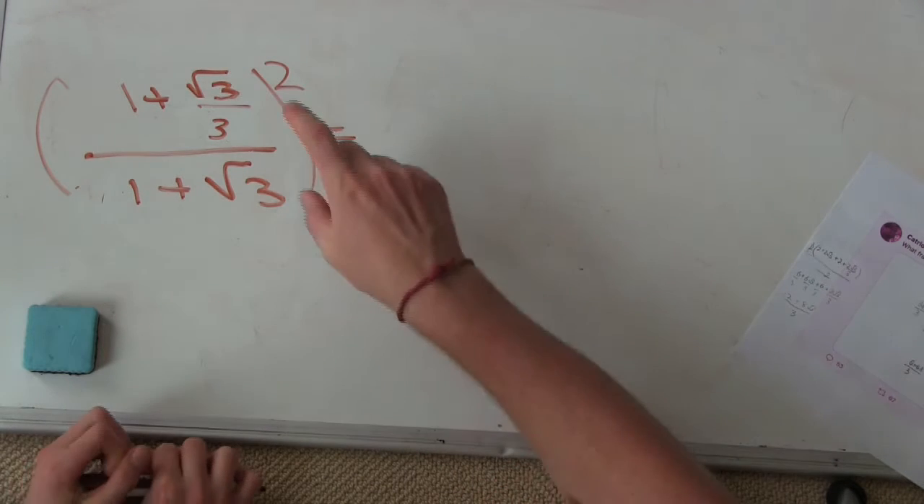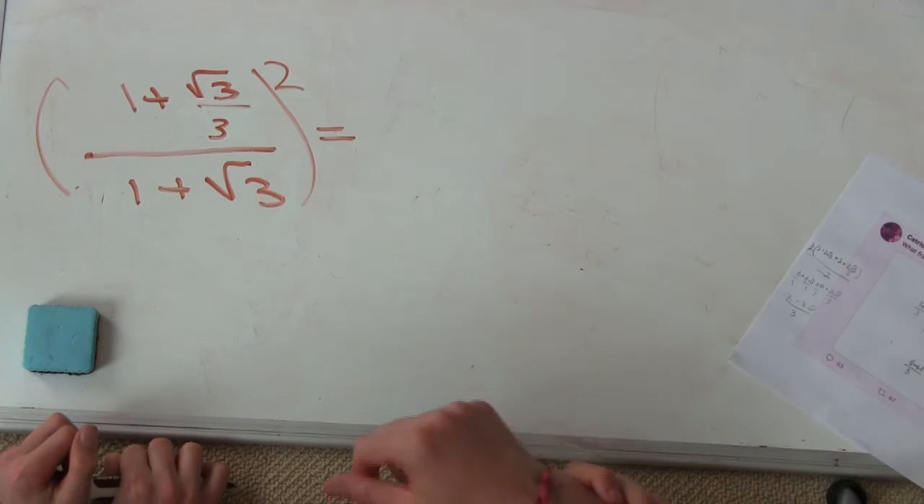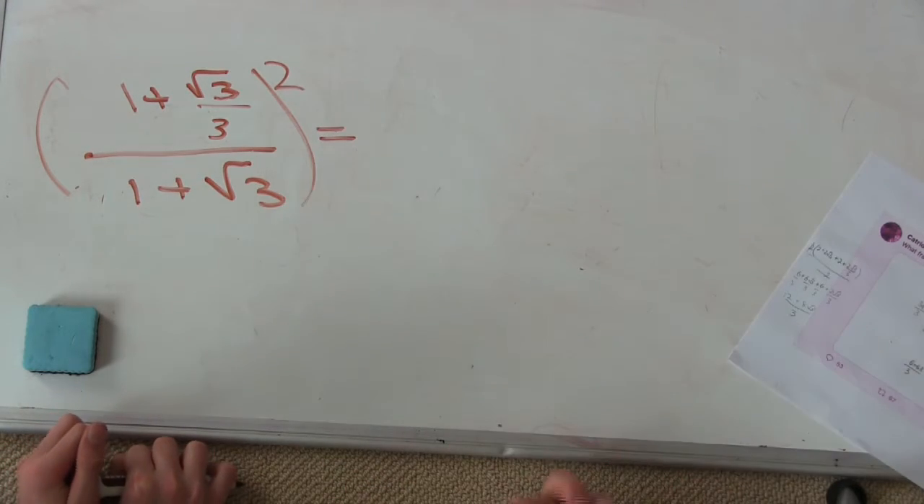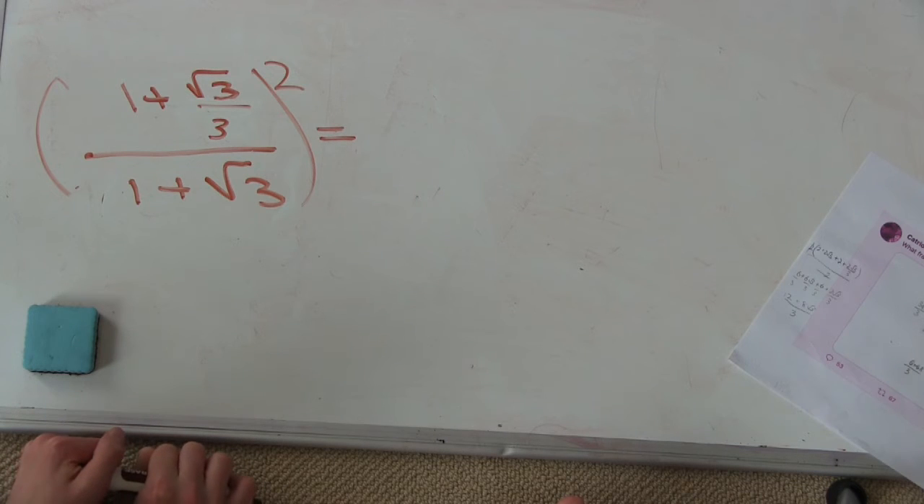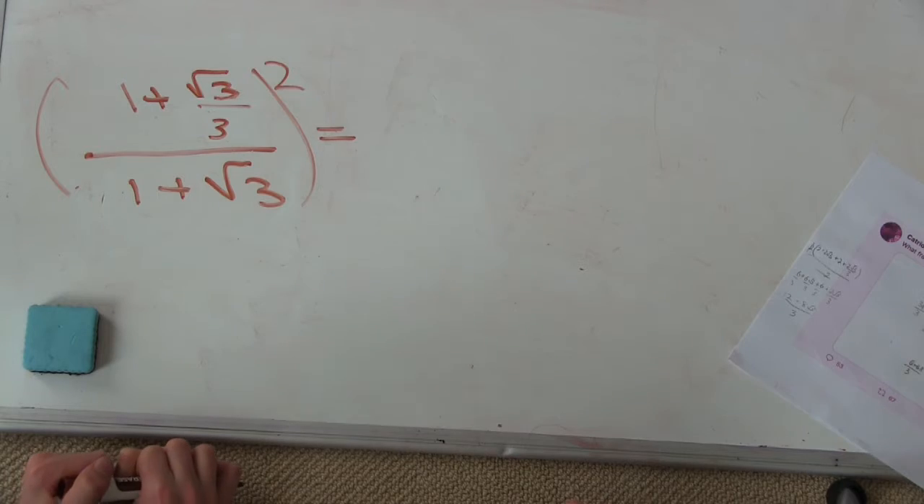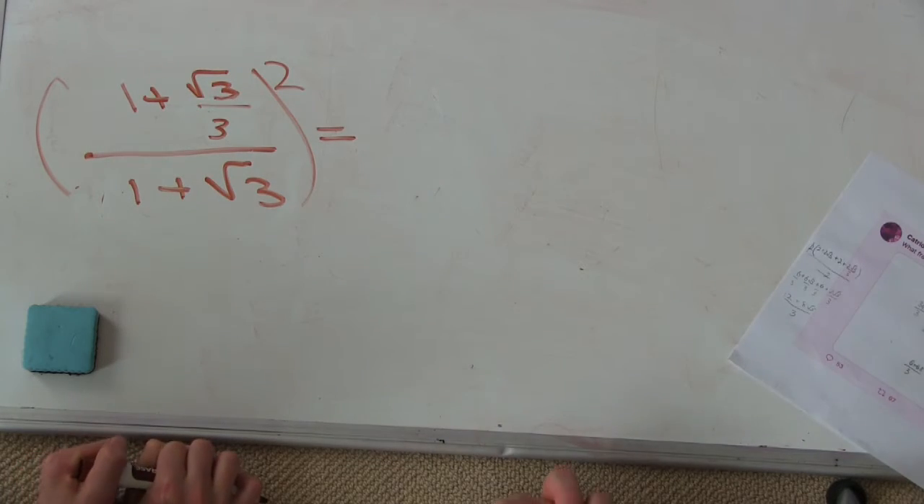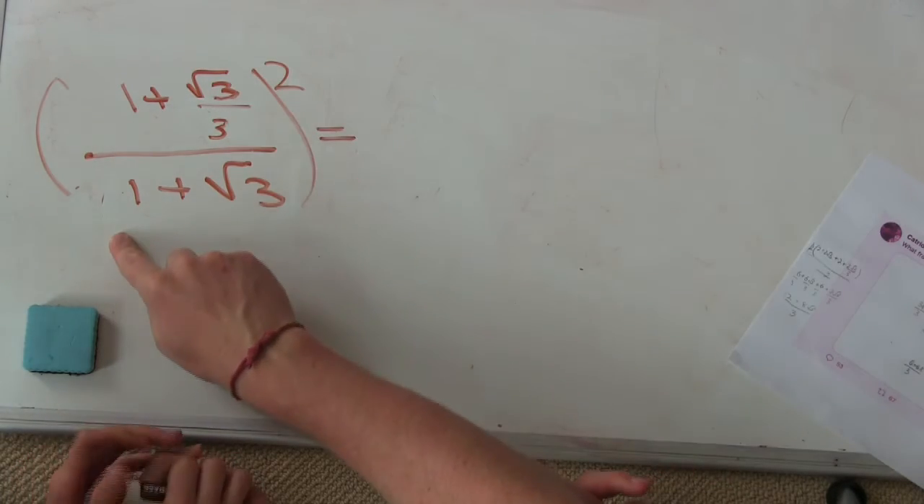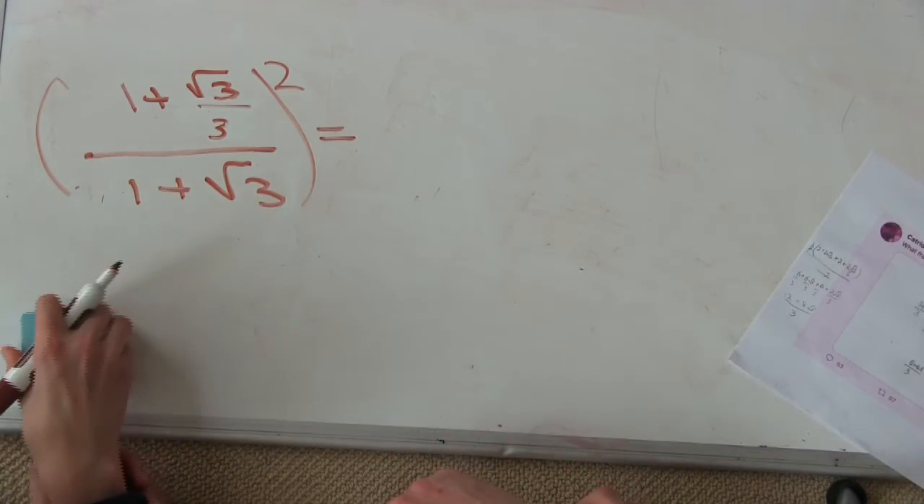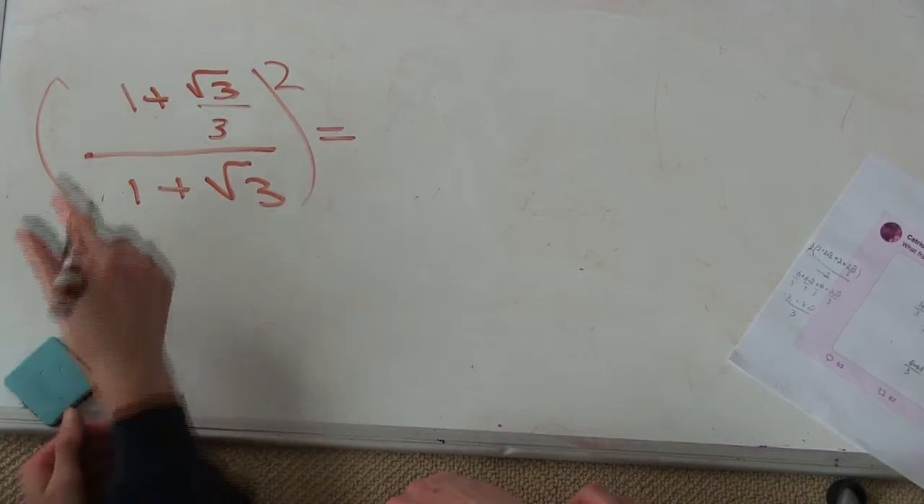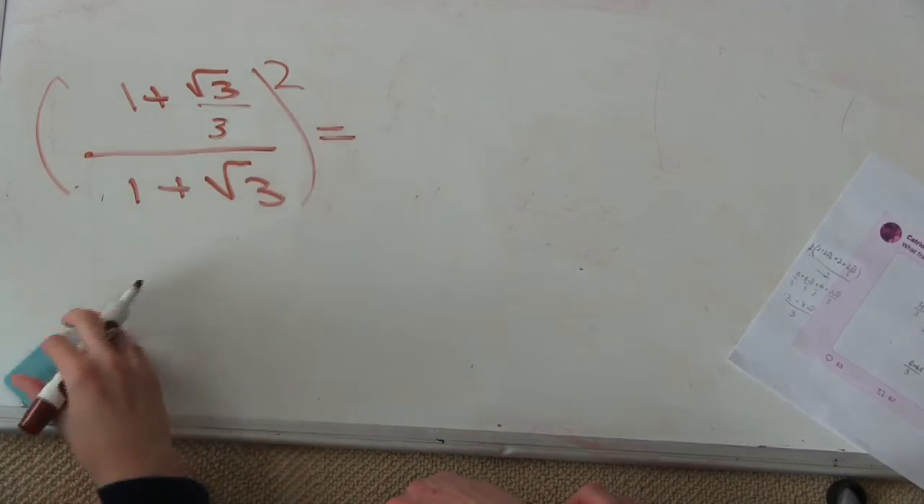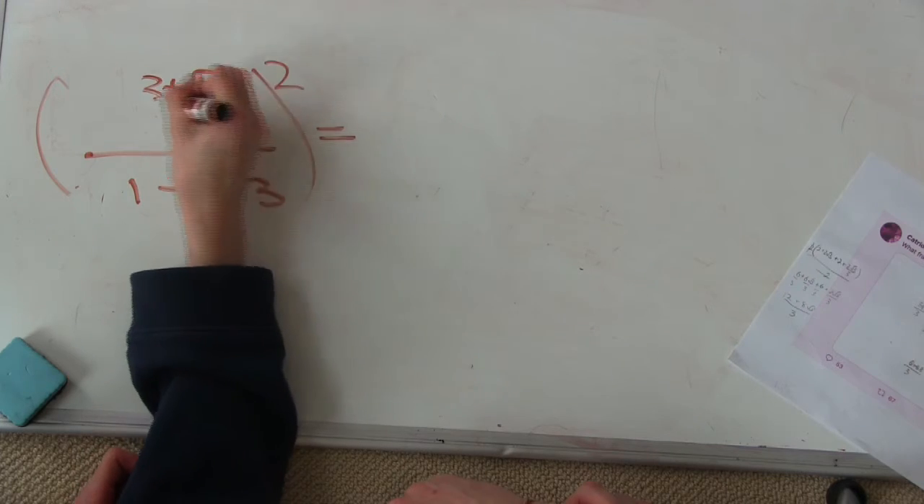If I want to manipulate this fraction that's on the inside, or just the top, what do I need to do first? You could get a common denominator. Yeah, I need to get a common denominator. I can't just move this 3 to the bottom. I have to first consolidate on the top, multiply this by 3 over 3. Okay, so what does my fraction on the top become? You get 3 plus root 3 over 3.